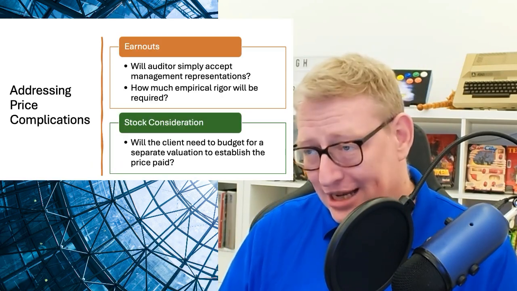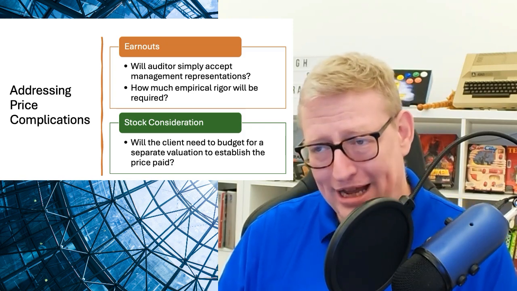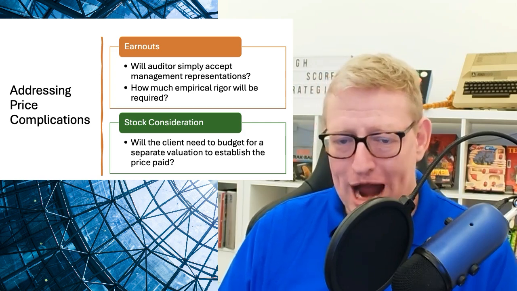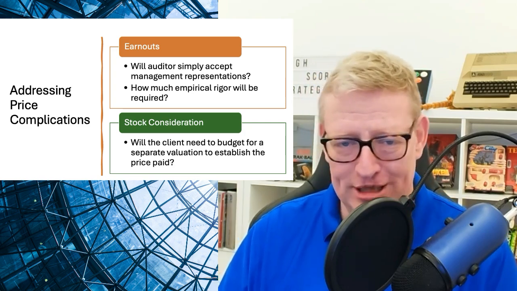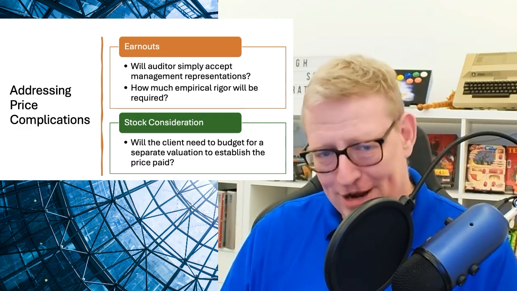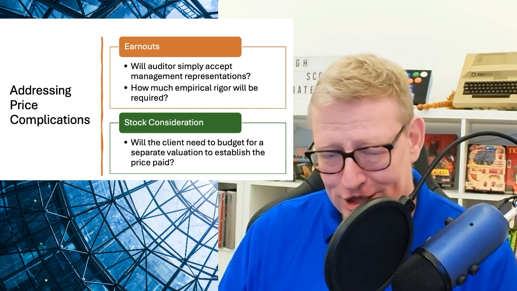The second is stock consideration. So many transactions now involve payment in the form of stock. If the acquirer is public, then that doesn't pose any problem. You look up their share price as of the date of acquisition, multiply by the number of shares, as long as the company is relatively liquid, and you have your purchase price.